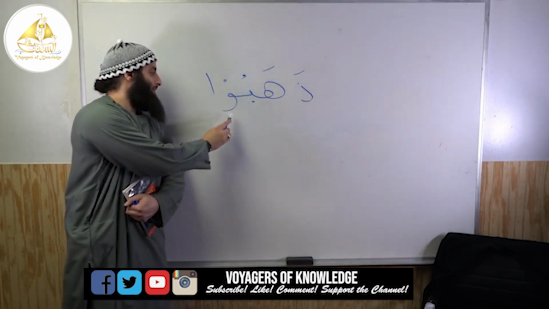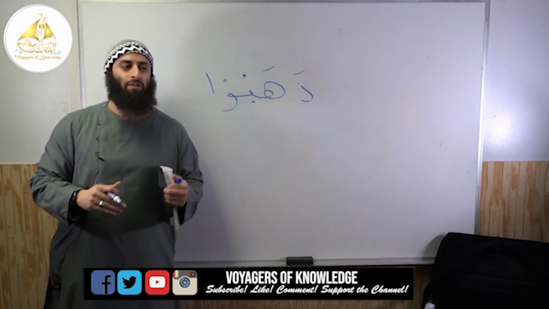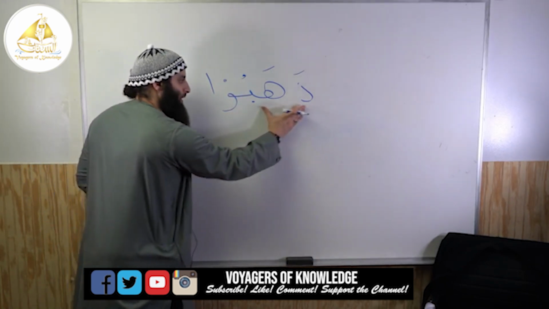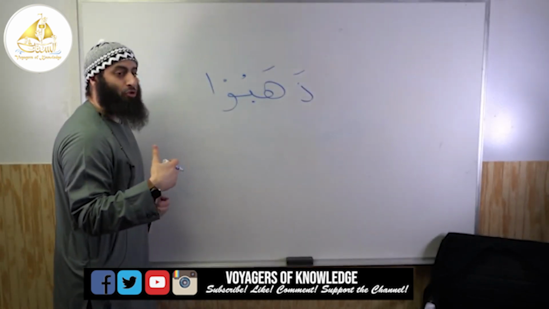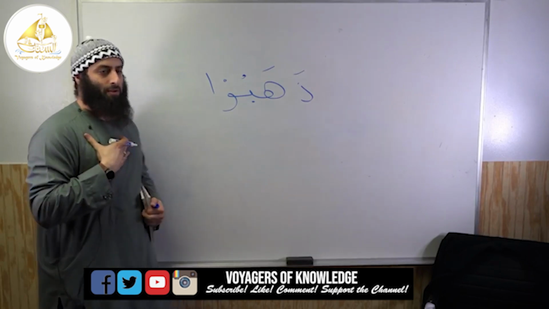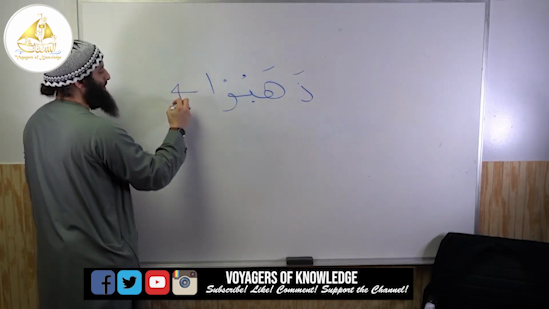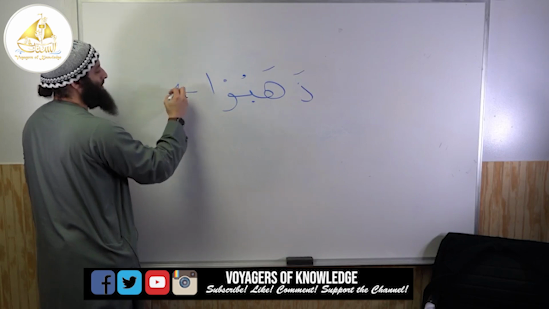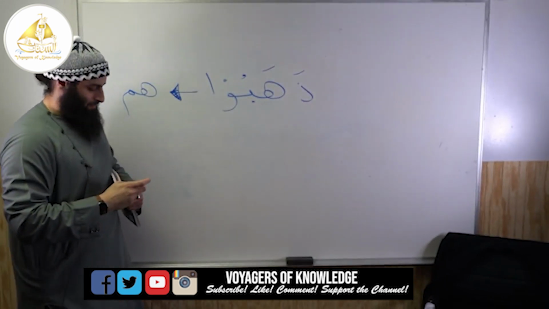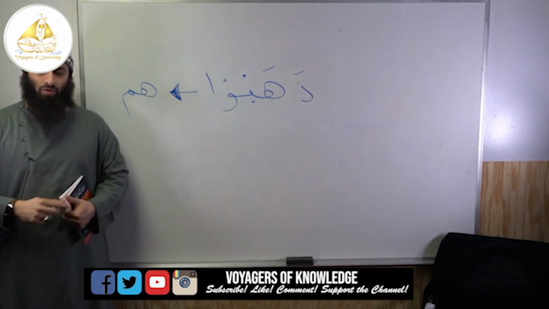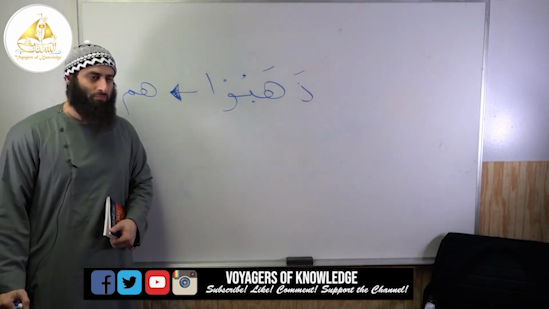See this waw alif? If you see that at the end of a verb, it means they did whatever it is here. Remember how we said ذهبت is for ana. ذهبوا is for, let's color that in, it's for whom? They. They left. That's right. They went.